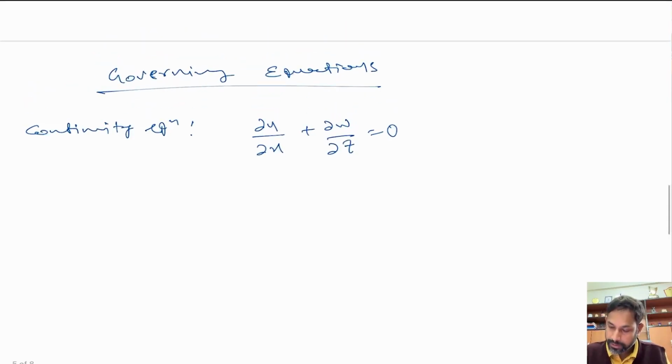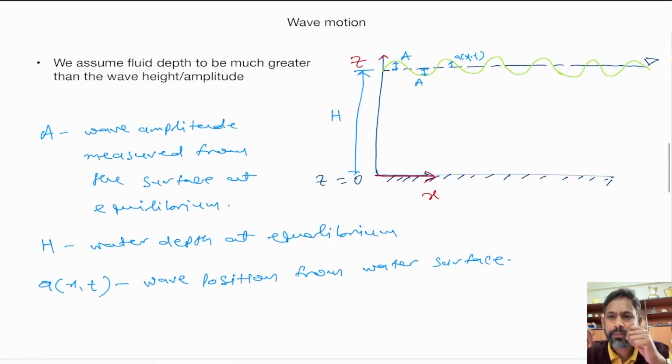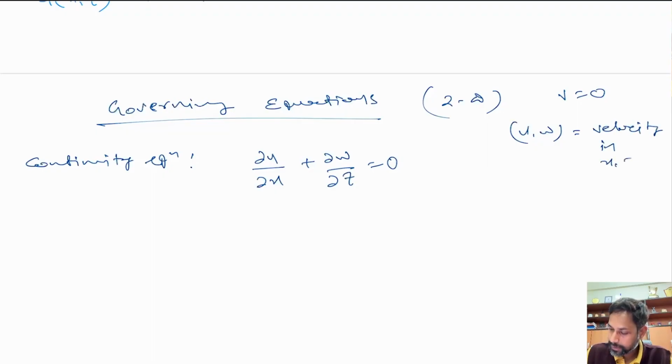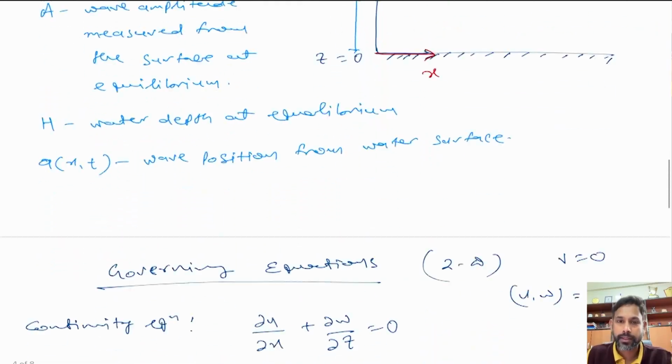Okay, in this case, let's consider that the flow is two-dimensional, because we see a wave is generally very long and it moves in one direction, right? And that is why we will solve it as a two-dimensional problem rather than a three-dimensional problem. Okay, and that is why we have a 2D equation where we assume that v is 0. Okay, and u and w are velocity in x and z, where x is the horizontal axis and z is the vertical axis.